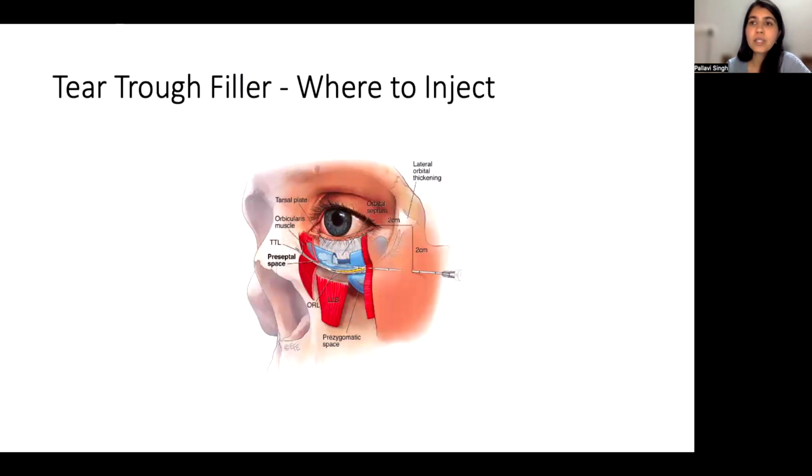So where we would like to inject when we're talking about tear troughs, and now this is important, you want to again inject in the SOOF fat. So it's going to be in the suborbicularis layer and the preseptal layer. I like to use a needle over here rather than a cannula because the skin is very thin in this area. So you'd rather place small aliquots of filler in multiple areas rather than injecting a bolus in one area.